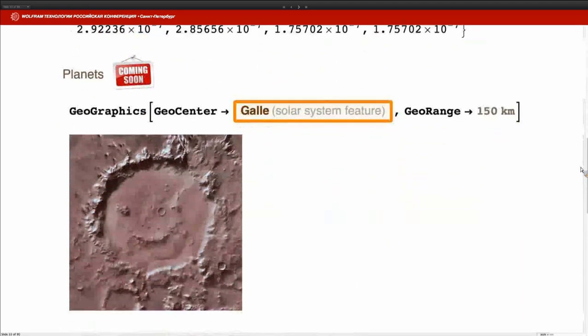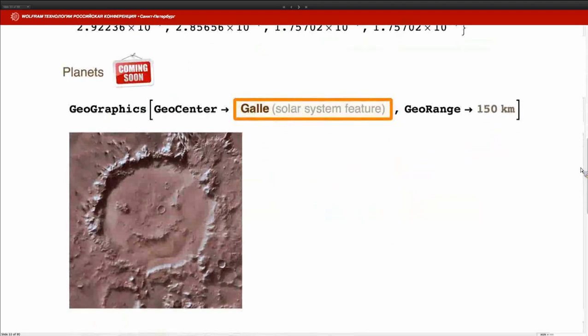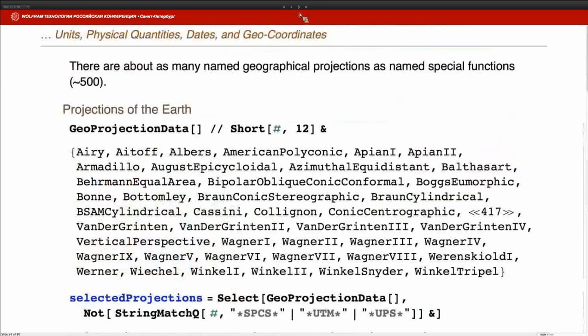A forthcoming feature very soon is that we have good maps of the moon and some other bodies in the solar system. For instance, here is a 150 kilometer resolution picture of the famous face on Mars.